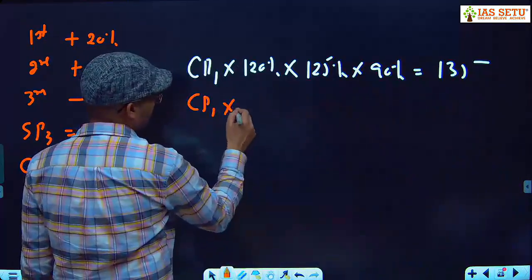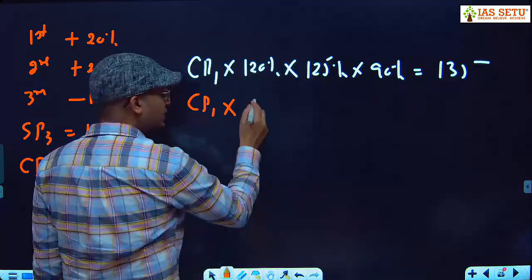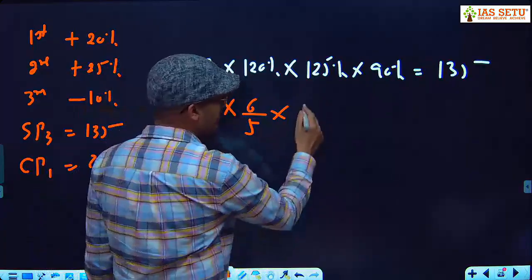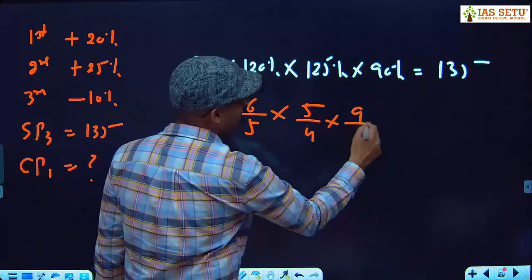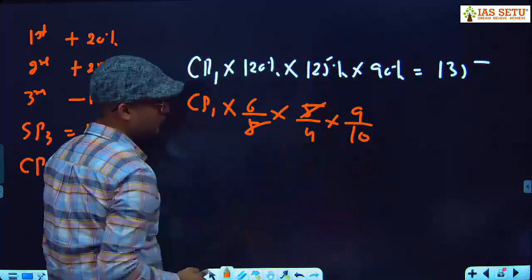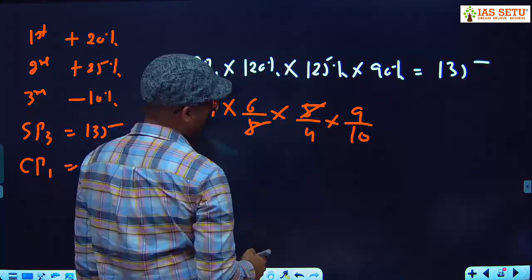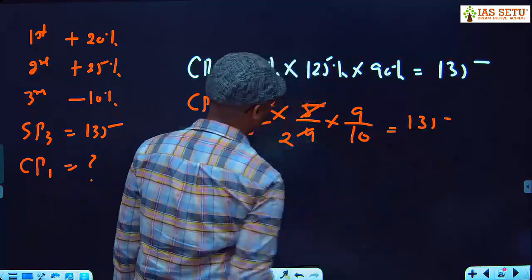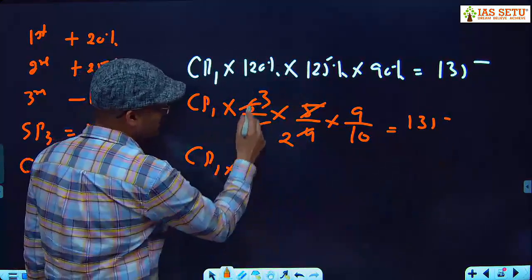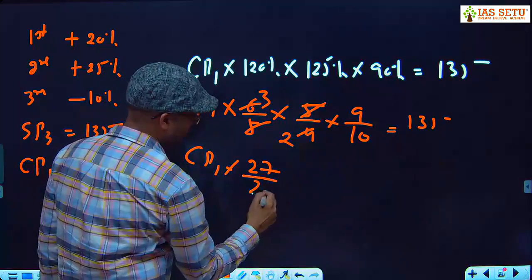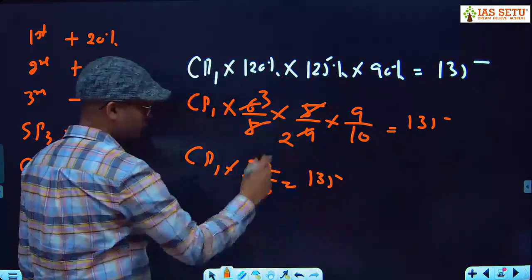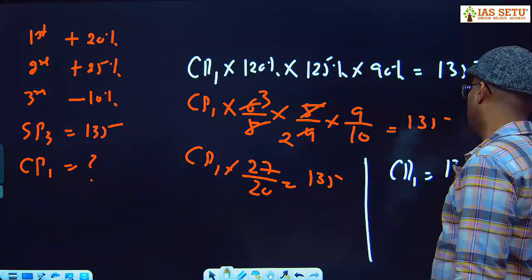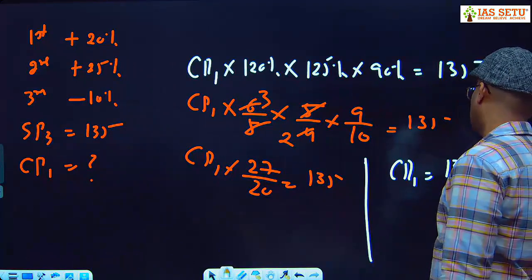CP1, what is 120%? 6 by 5 or 120 upon 100. What is 125%? 5 by 4. It is 9 by 10. ये तो कैंसिल हो जाएगा एक तो. ठीक है, ये आएगा 3, ये आएगा 2 इक्वल टू 135. तो CP1 3 into 9 27 upon 20 इक्वल टू 135. क्रॉस मल्टीप्लाई कर दो तो your answer is CP1 is equal to 135 into 20 upon 27.